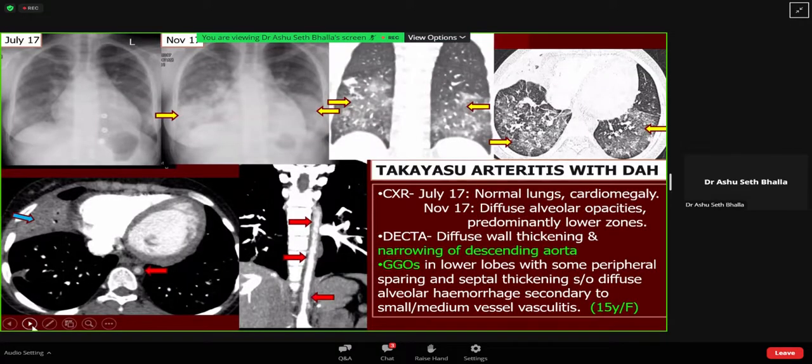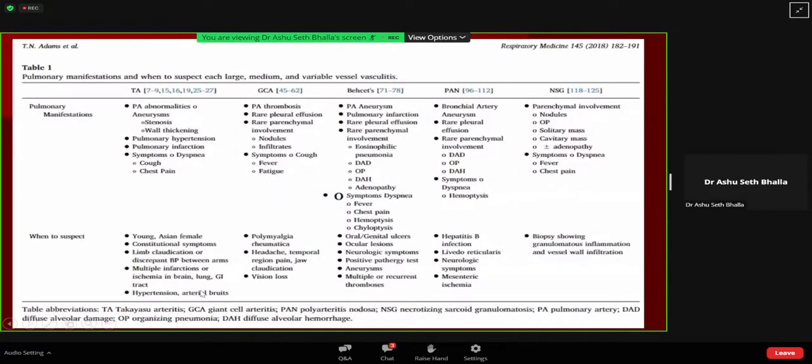So this is a patient of Takayasu's arteritis. As you can see, the characteristic involvement of the descending thoracic aorta. Young patient, the entire DTA is narrowed. You can have subclavian also narrowed.